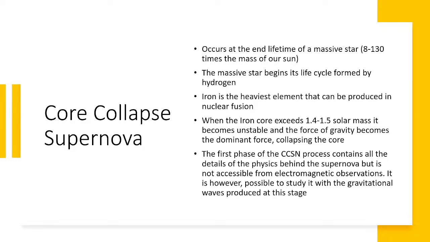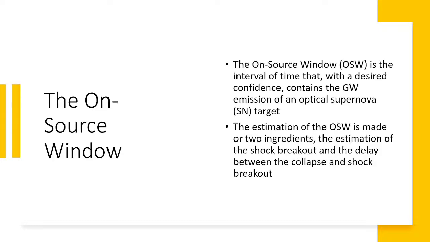The reason it's important is that the first phase of the core collapse supernova process contains all the details of the physics behind the supernova. However, it is not accessible to us with electromagnetic observations. We believe it is possible to study it with the gravitational waves produced at this stage. That leads into what the on-source window is: the interval of time that we can say with the desired confidence contains the gravitational wave emission for an optical supernova target.